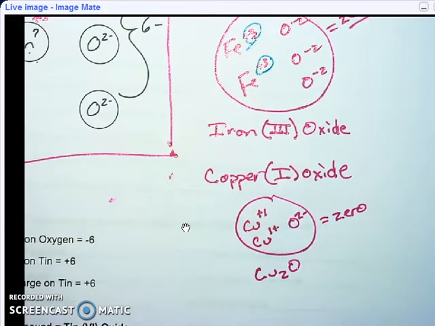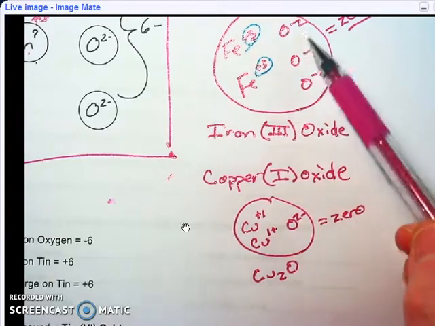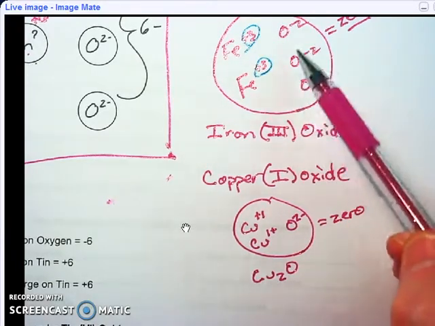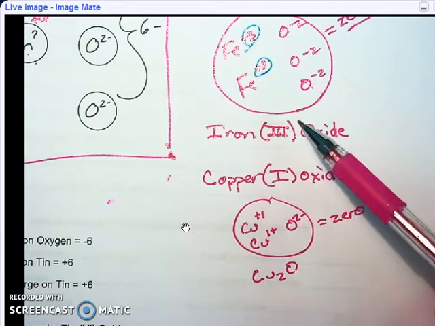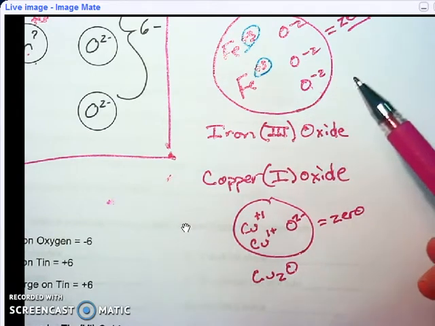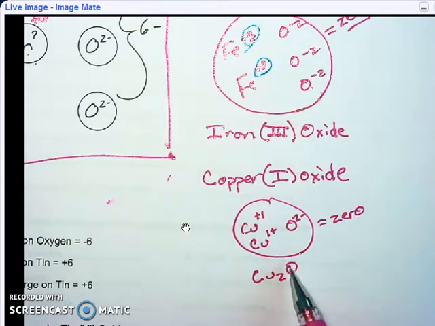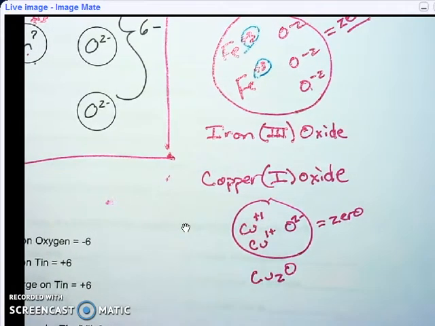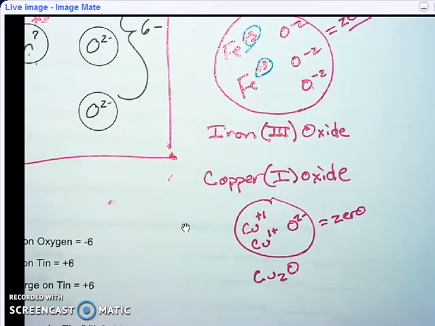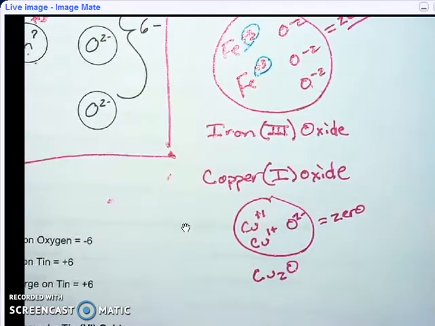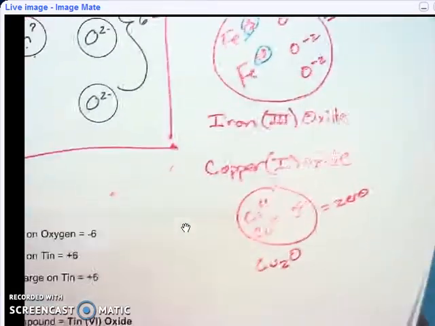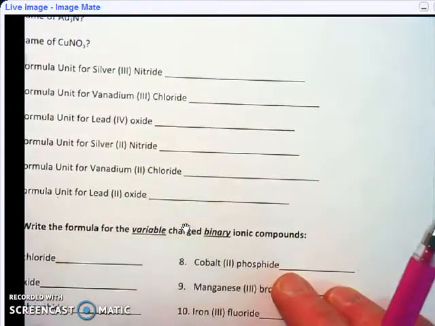Okay. So you could think of it as reverse engineering. I know the formula. I know how many of each I have. So I'm going to come up with the charge. Or they give me the formula, and then I know it has to equal 0. So, the name. Either way, you should be able to do that. So let's turn to the next page.